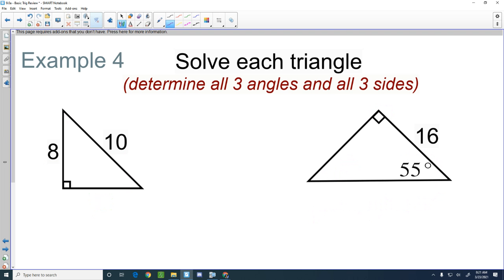All right, so all I wanted to show you with this slide is what solve the triangle means. But that's it for today's lesson.